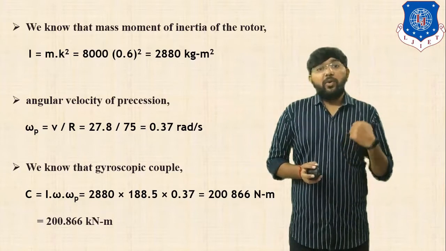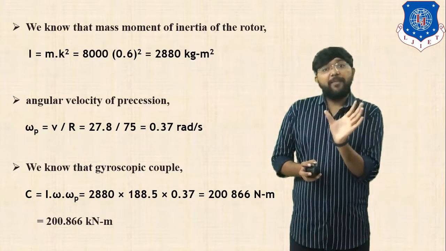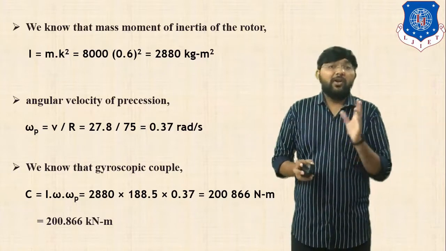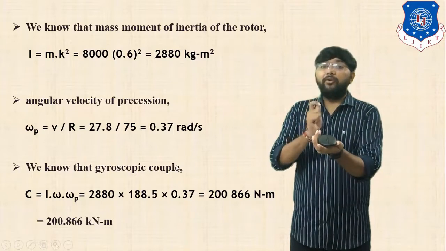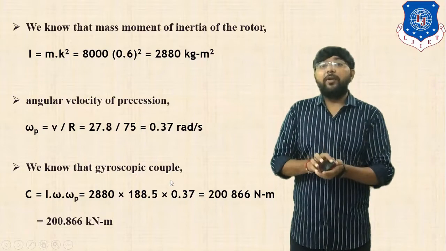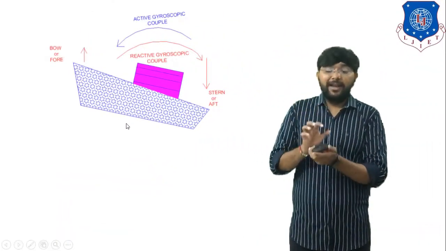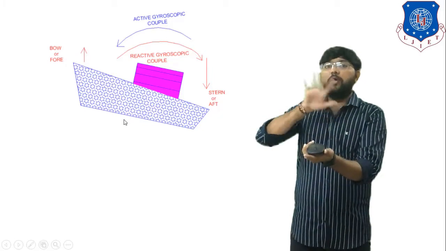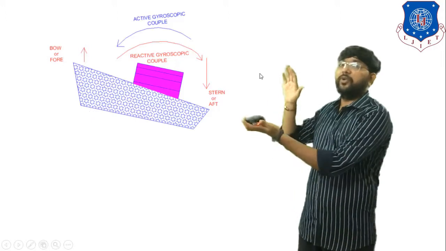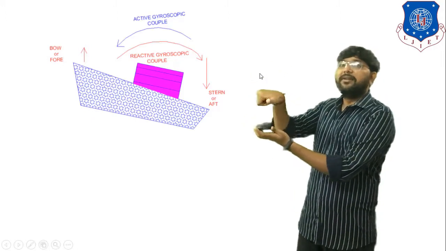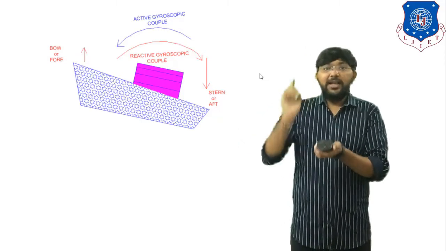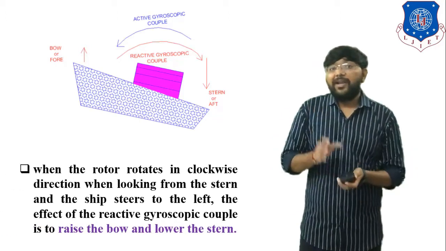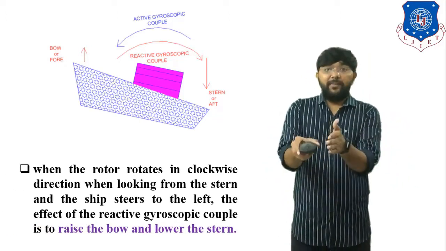In this example, you also have to define which type of effect occurs in the ship while taking a left turn. Now you all know, in the example the data is given, you have to observe the ship from the rear side. At that time, the direction of rotation is clockwise. So you have to put your finger in the direction of rotation. If you put your finger in the direction of rotation, the thumb indicates the direction of momentum. Clear? So the direction of momentum is in the straight direction, and the ship tries to take a left turn. Clear? So the ship tries to take a left turn.